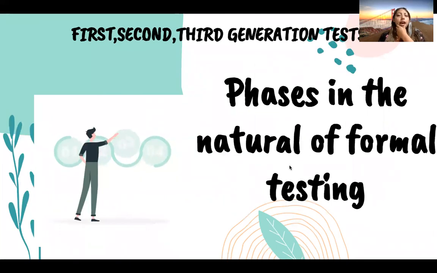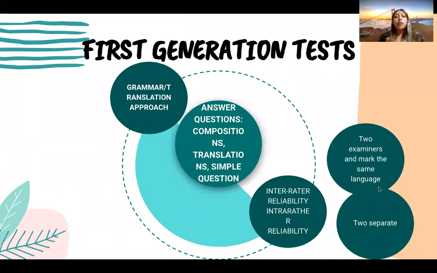Well, related to the phases, there are three: the first, second, and third generation, but focused on the test. Well, the first generation was more focused on the grammar and translation approach. For example, answering questions, composition, translation, simple questions. Those are the common tests that the first generation took into account to apply. There are two examiners who mark the same language and two separate.